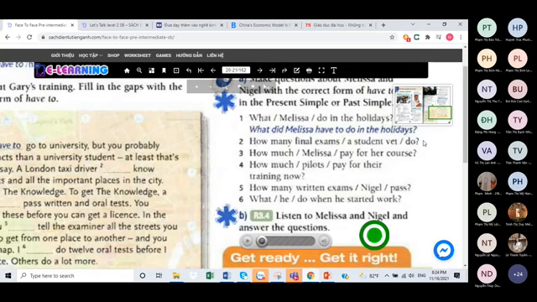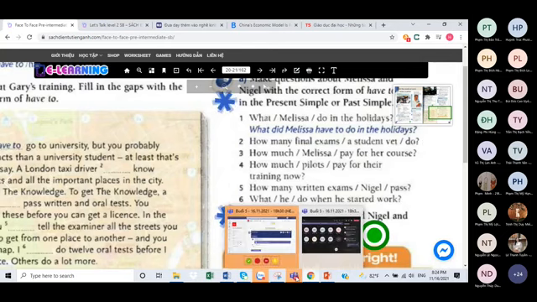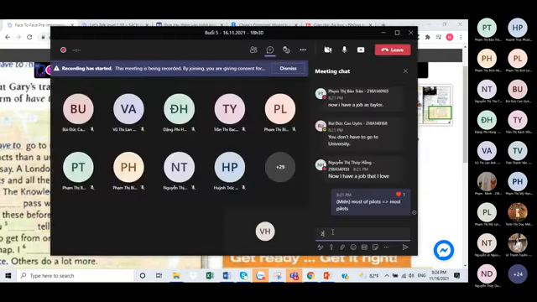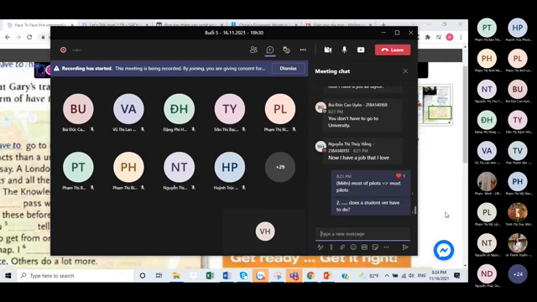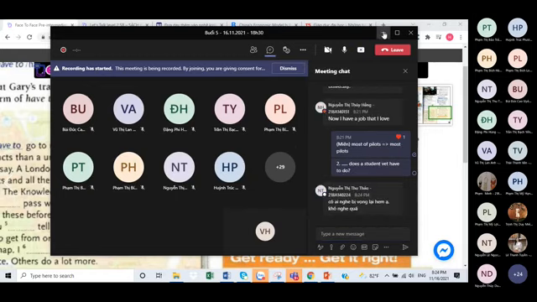Now, who can make a question number two? I volunteer. Yeah, please. How many final exams do a student vet have to do? Does a student vet have to do? Okay. How many final exams does a student vet have to do? Number two. Does a student vet have to do? All right. And number three.